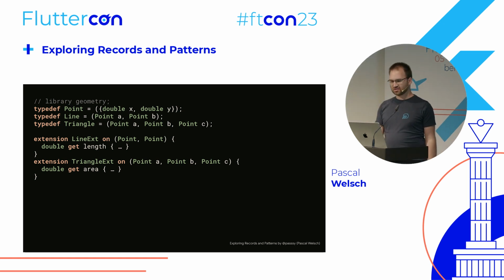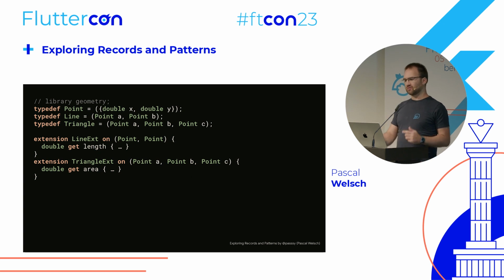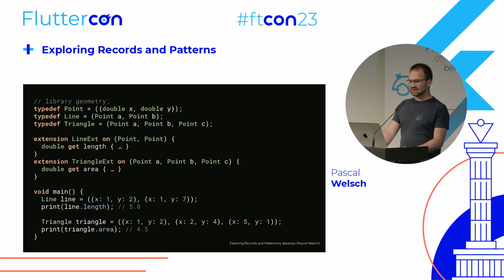I can create extension functions for those. And for the line, I can calculate the length, and the area for the triangle. Quite easy. We have all done this in school. If I then create a line, which is just a tuple of 2 points, then I can call the length method, and the same thing for a triangle. Looks a bit complicated, but this is just how it works.